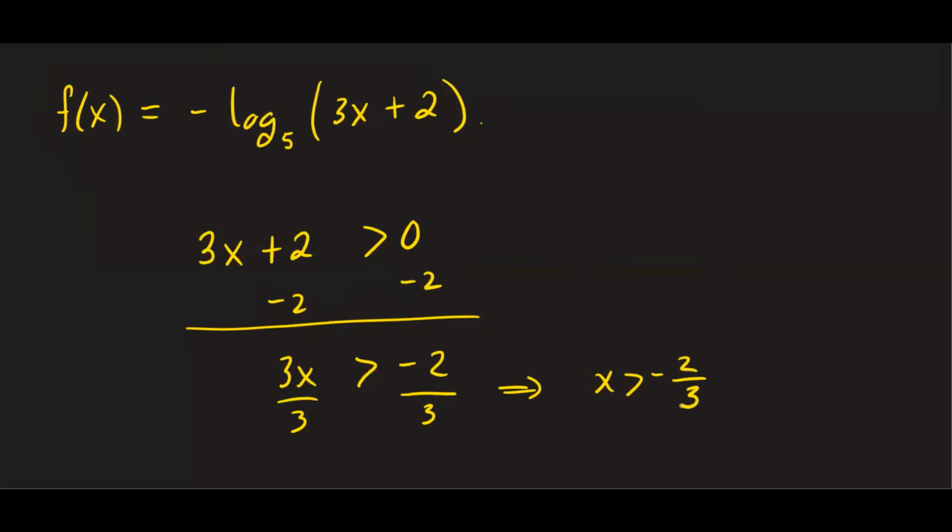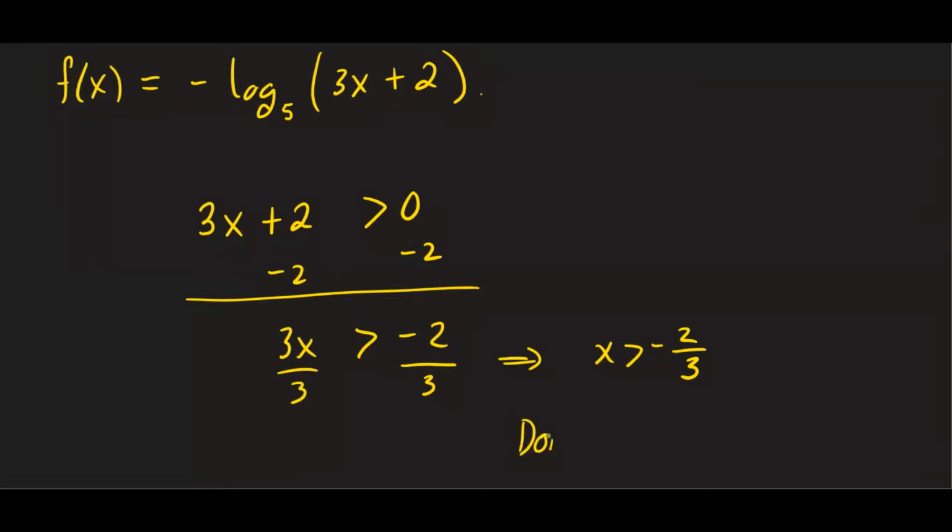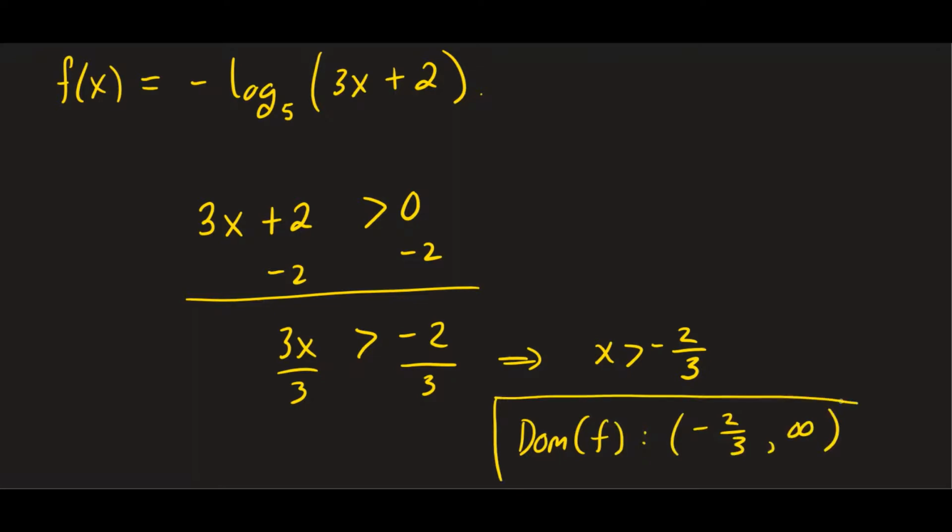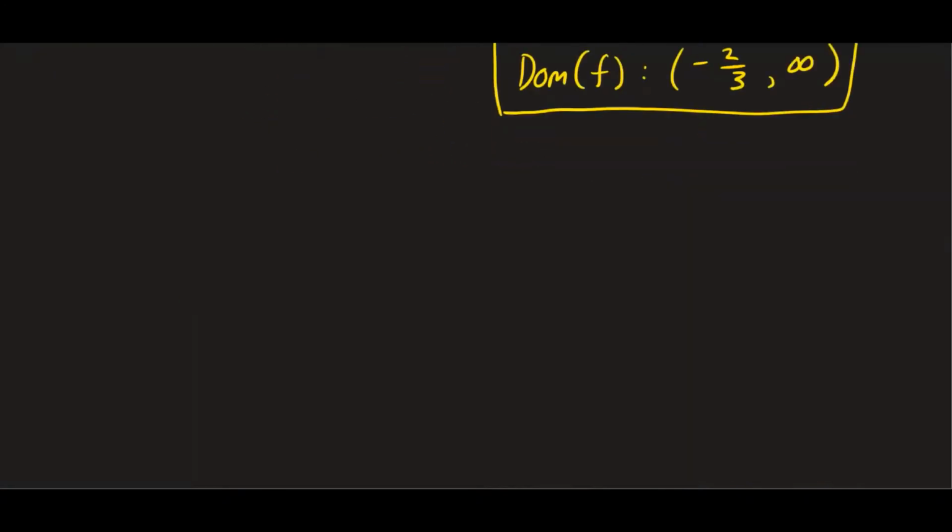As long as x is greater than negative 2 over 3, this function is defined. So the domain of this particular function is going to be, again, open, negative 2 over 3 up to infinity. That will be the domain of this given function. Okay, let's try one last example. Let's do h of x is equal to 3 minus log base 2 of 5 minus 2x.